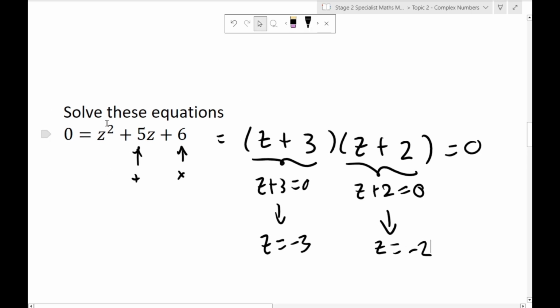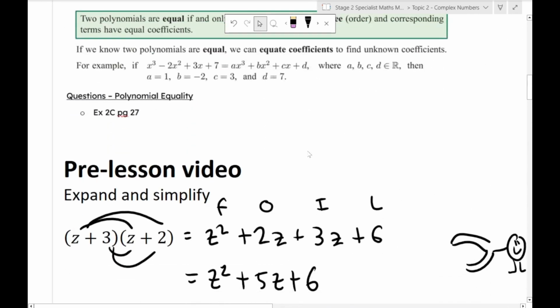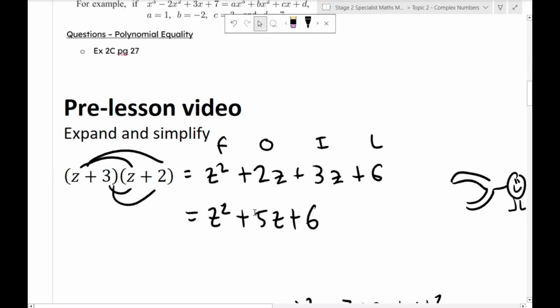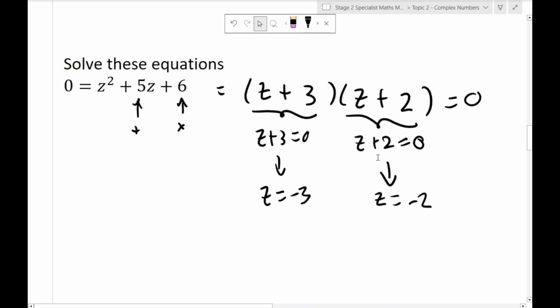Now, you might be thinking, okay, I factorized the long expanded version into this other one. Hey, we actually saw this one in reverse before. So we did the expansion before and got this. So when you factorize that, you get the bracketed version.